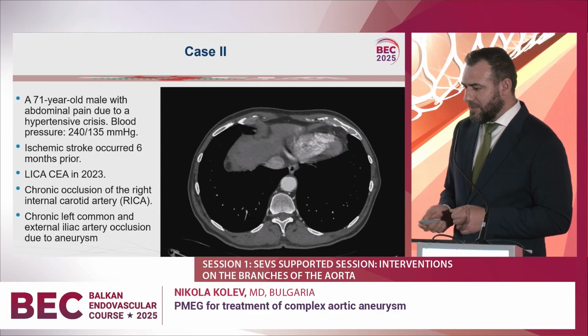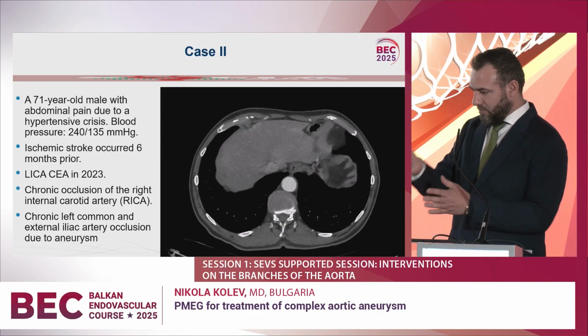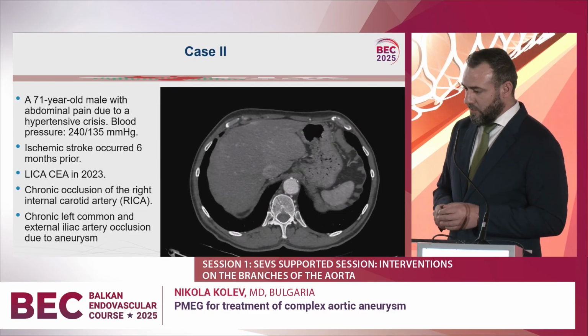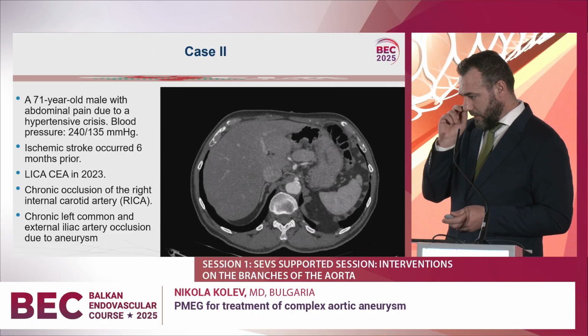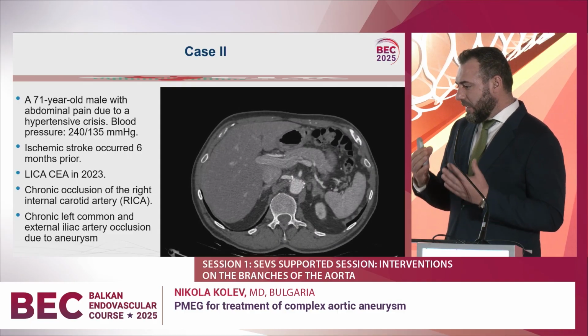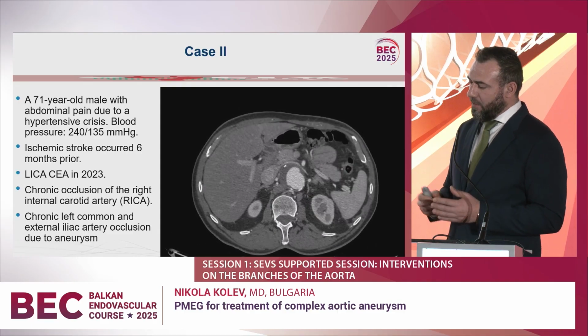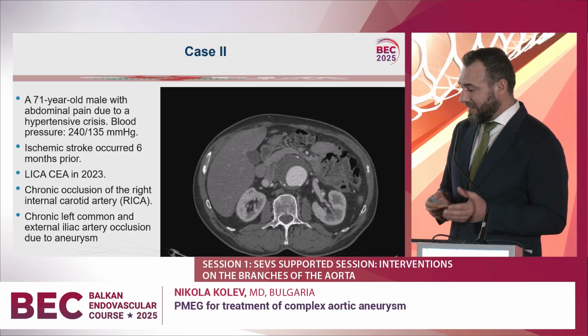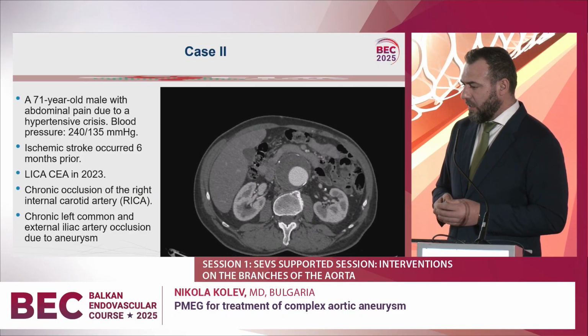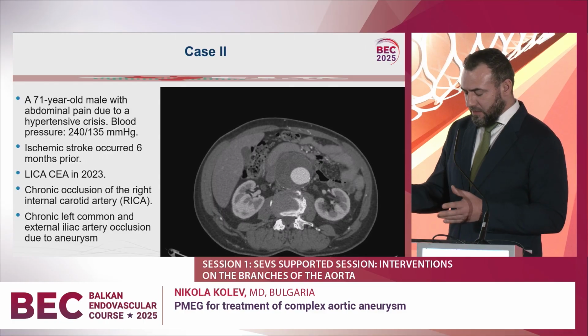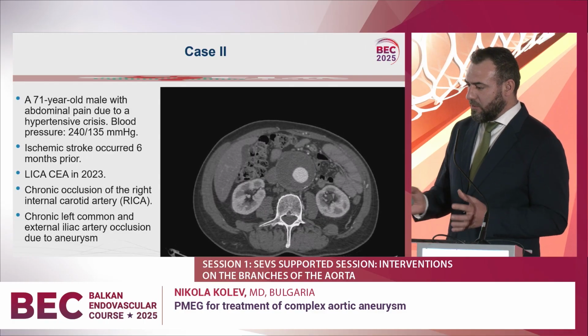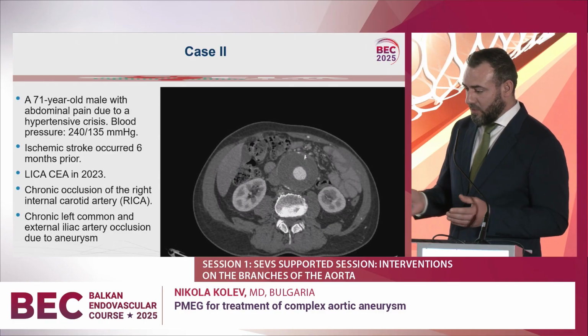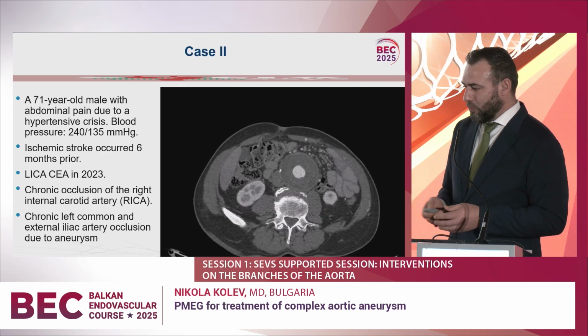The second case is a patient with juxtarenal abdominal aortic aneurysm with pain, abdominal pain during the hypertensive crisis, and he didn't have a rupture, but it was a symptomatic aneurysm, so we decided to work it.